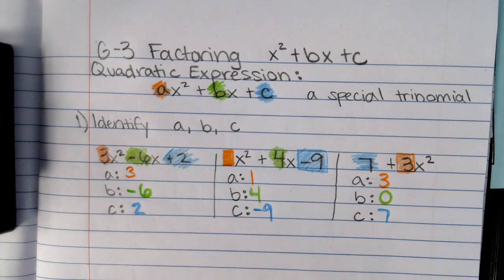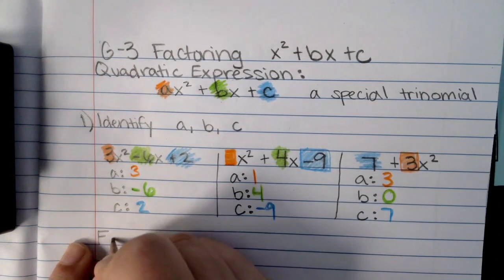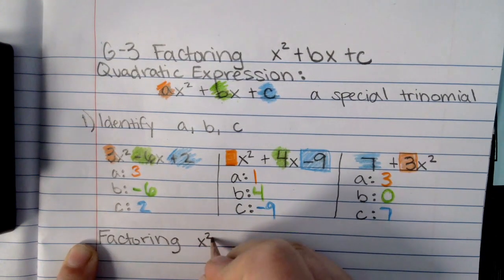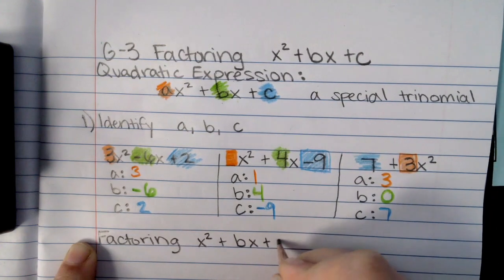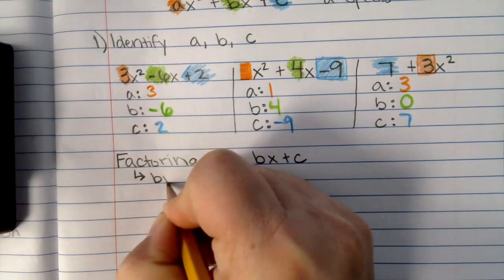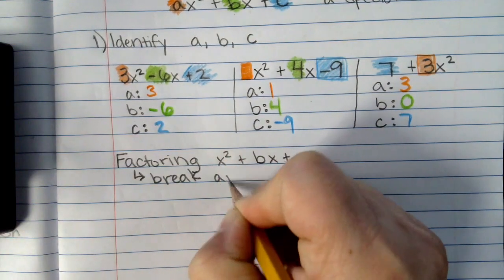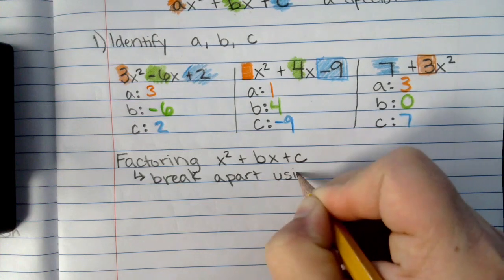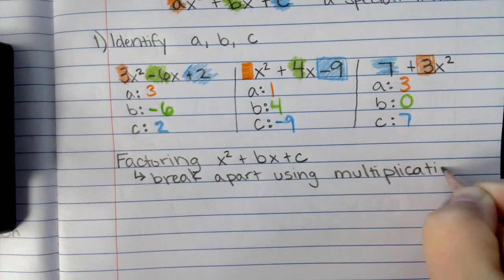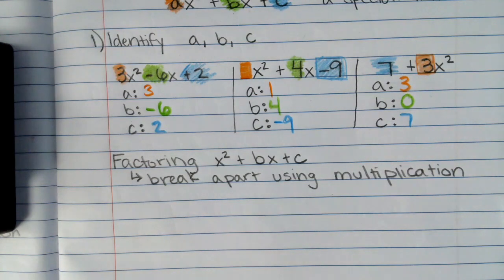Factor x squared plus bx plus c. Remember, factoring means to break apart using multiplication. So it's actually doing what we did last chapter, but going backwards. Last chapter, we gave you a multiplication problem, and you could use the distributive property or the box area model to find that trinomial at the end. Today we're going to start with the trinomial, and factor it into 2 parts that we're multiplying.